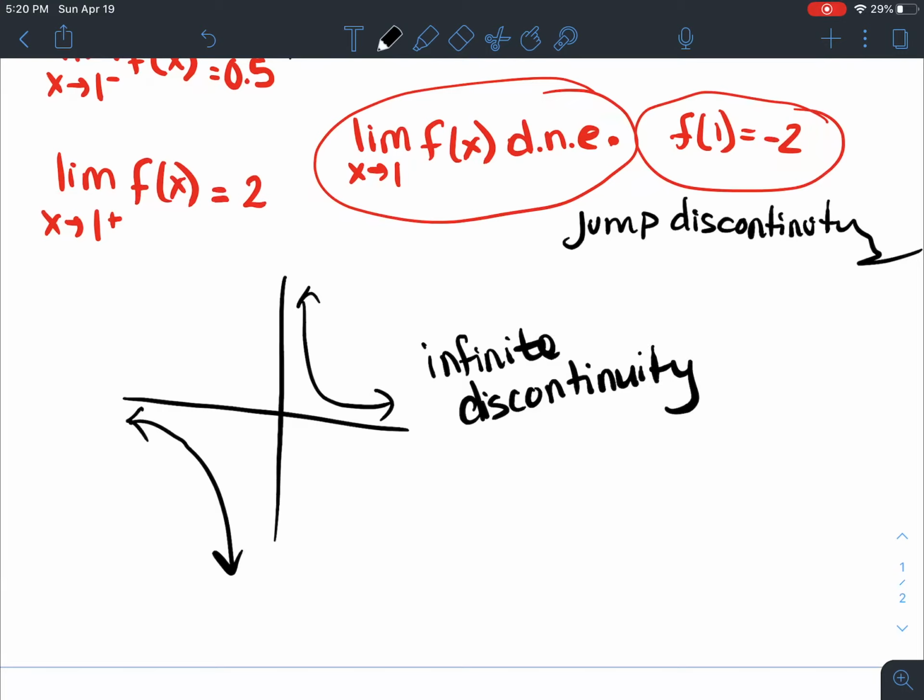discontinuity. So this one's called infinite discontinuity. So they're kind of approaching.